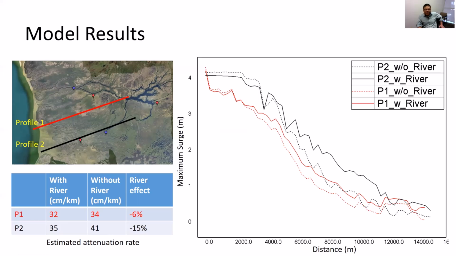And this table here shows that the negative effect of the rivers on storm surge attenuation rate can reach as much as 15% along the Shark River and a relatively small 6% along the red line profile.